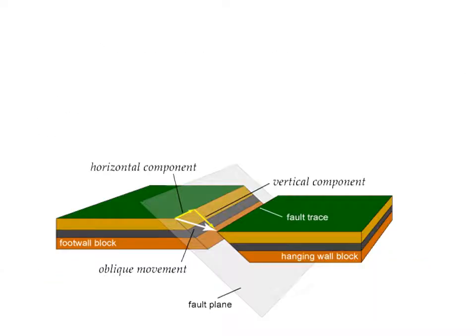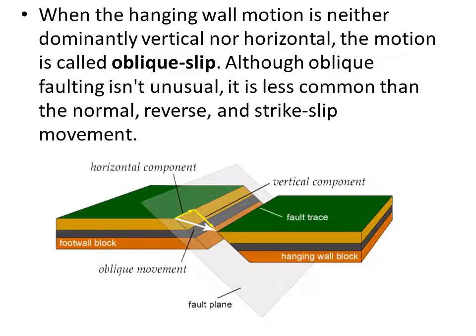When the hanging wall motion is neither dominantly vertical nor horizontal, the movement is called oblique slip. Although oblique faulting isn't unusual, it is less common than the normal, reverse, and strike slip movement. So here you can see the oblique movement.